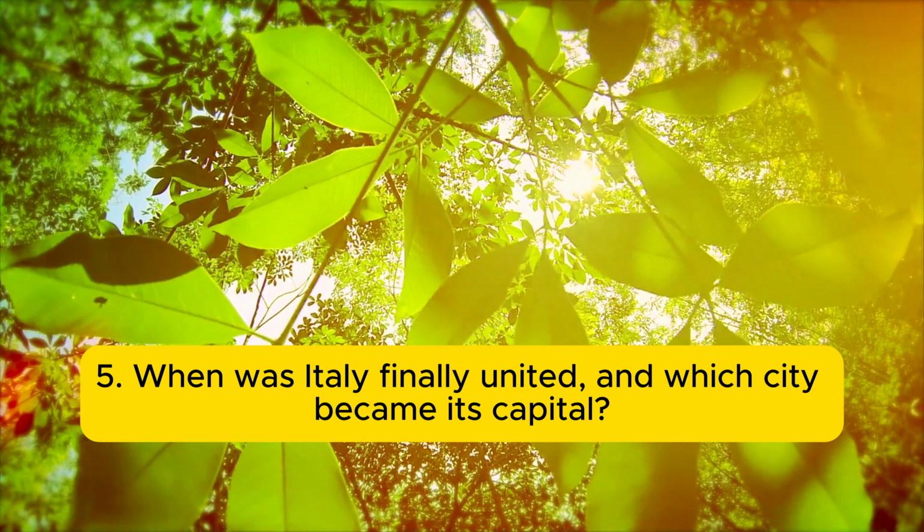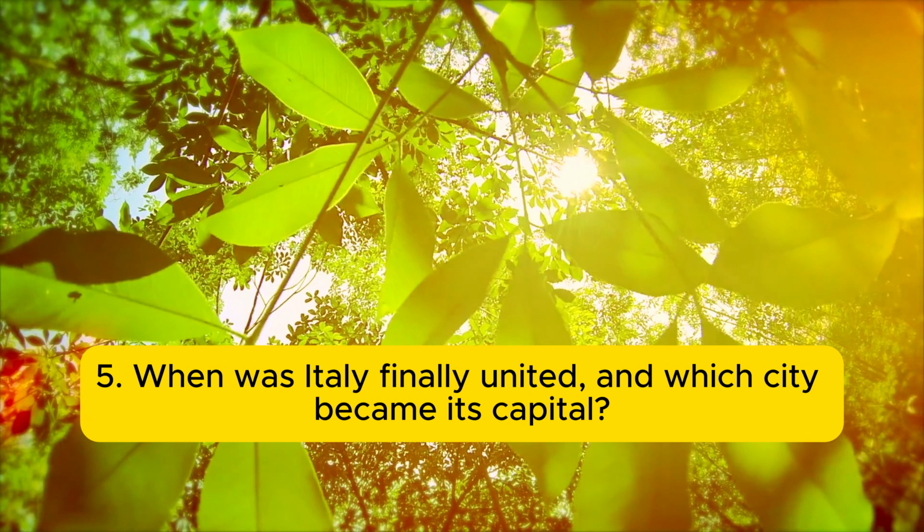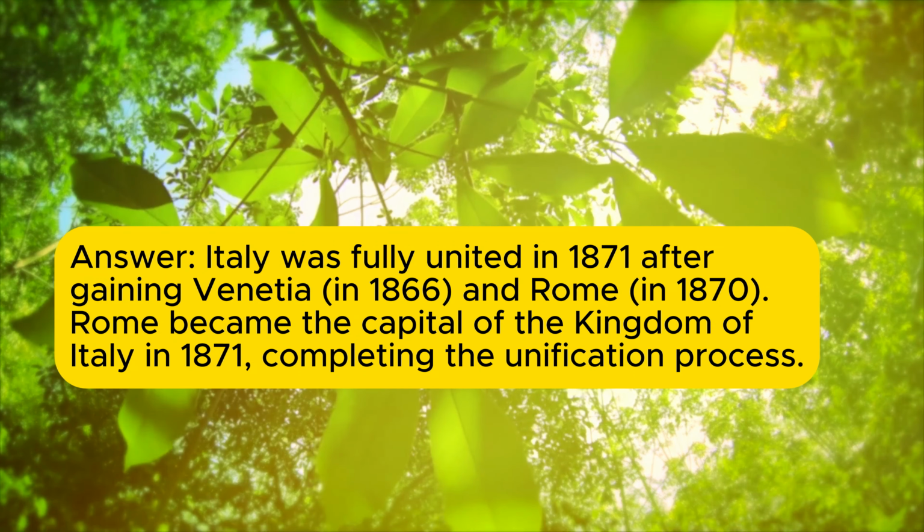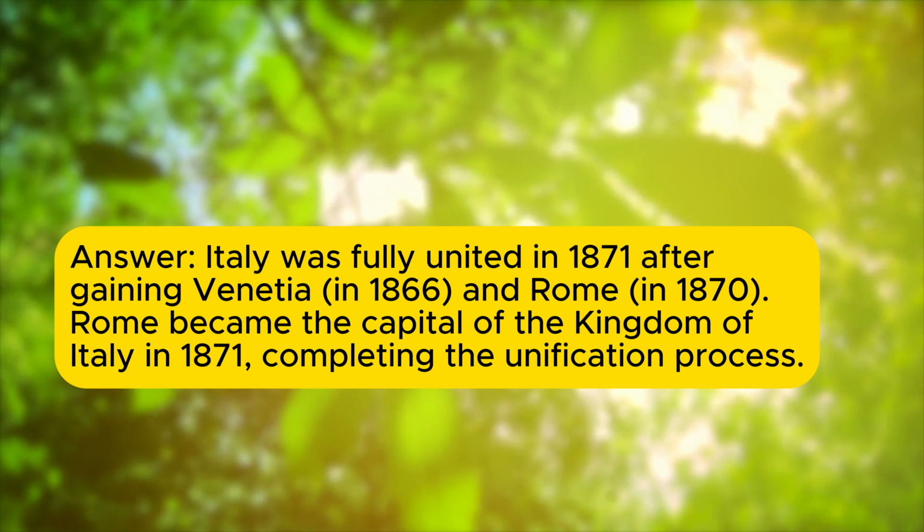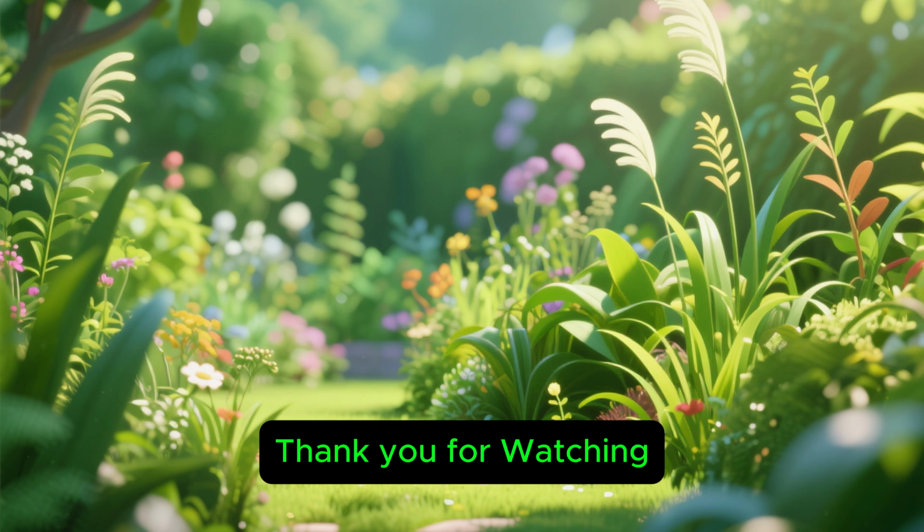5. When was Italy finally united, and which city became its capital? Answer: Italy was fully united in 1871 after gaining Venetia in 1866 and Rome in 1870. Rome became the capital of the Kingdom of Italy in 1871, completing the unification process.